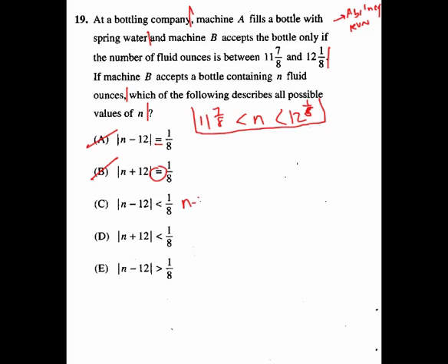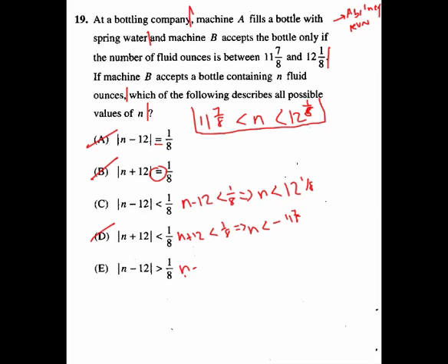If we had N minus 12 is less than 1/8, and you move that 12 to the other side with algebra, you get N is less than 12 and an eighth. I like that. We'll keep that one open. Look at D. You got N plus 12 is less than an eighth. You move that 12 over, and you're going to get N is less than negative 11 and 7/8. You can't have negative values on that, so D is immediately out.